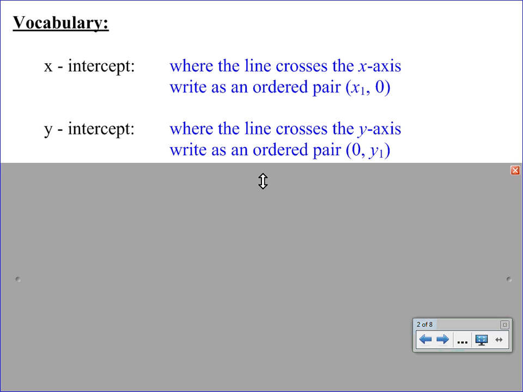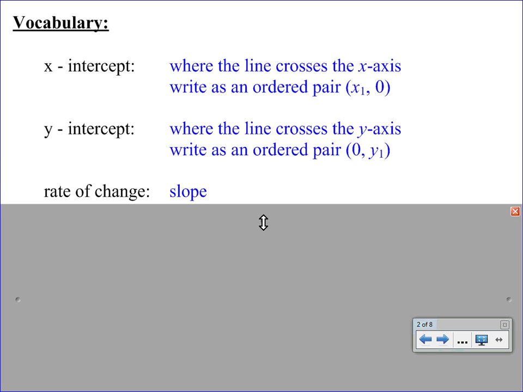The next vocabulary word is hopefully a familiar one, rate of change, and that is just code for the slope. So you could say undefined rate of change, has no rate of change, or has a 0 rate of change, or it could just give you a number. And anytime you see that word, you want to convert that to the slope.